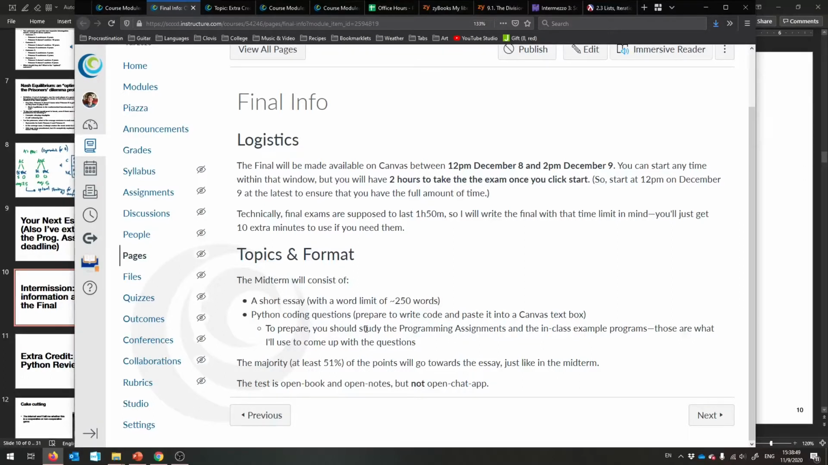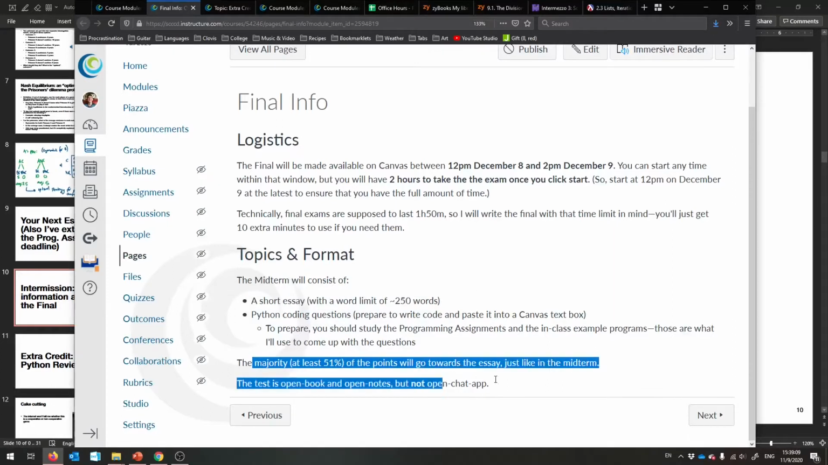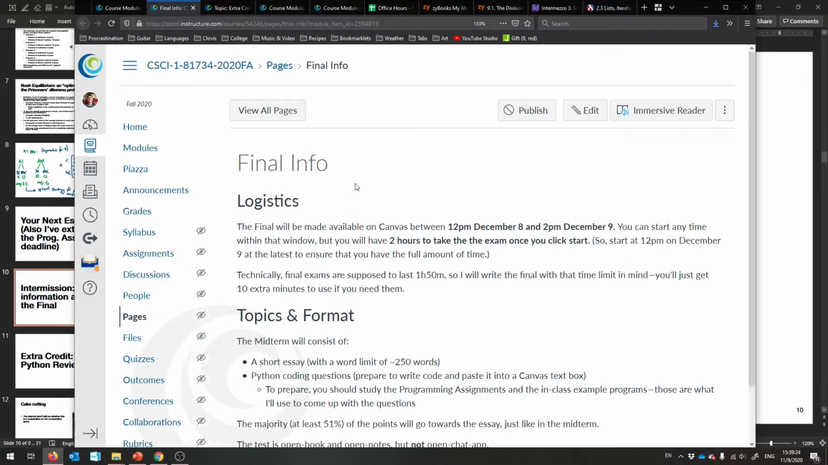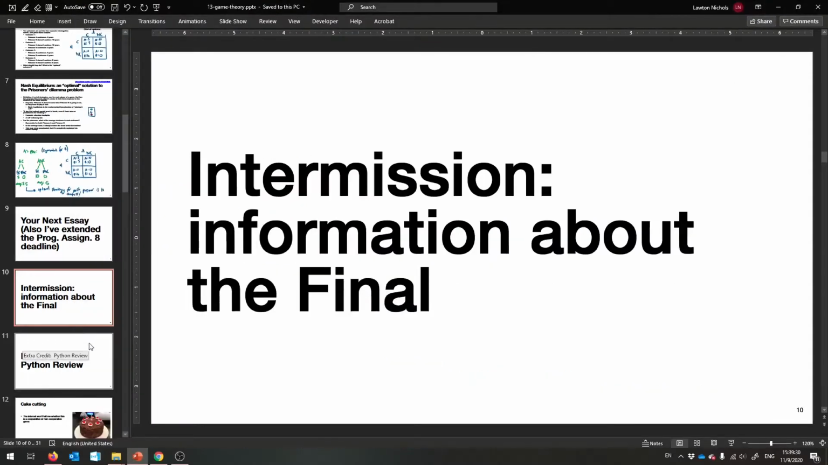And to study for this, I encourage you to just go over the programming assignments, make sure you understand how they all work, and also the in-class example programs that I've been giving. So I'll use those coupled with the things that I have talked about to come up with the questions. And the essay, it takes a while to write 250 words, I know, so that will give you the majority of your points. At least 51% of the exam will go towards that essay. And yeah, it's open book and open notes, but don't talk to somebody while you're taking the test, as usual. That's all I got for you. So that will be the final. And yeah, please ask me any questions. Yell at me if you see any issues or anything like that.